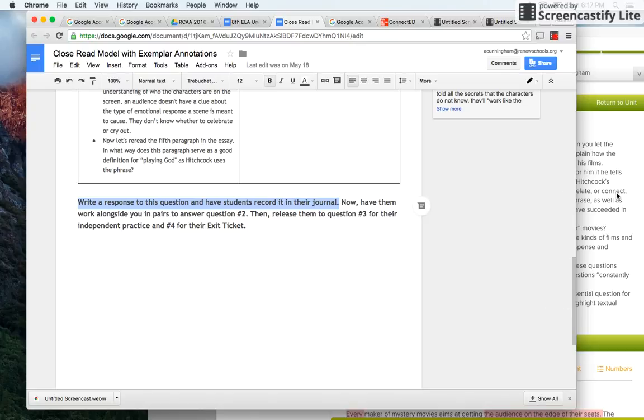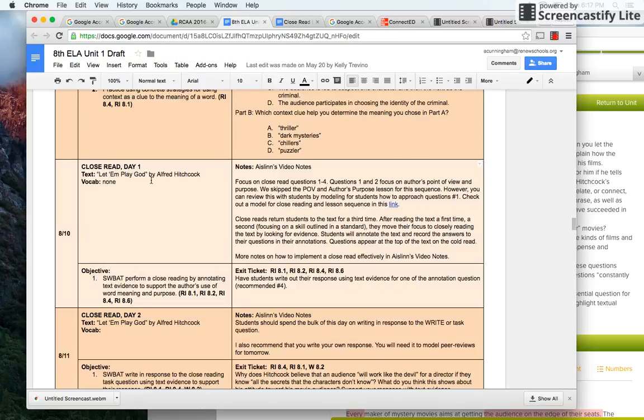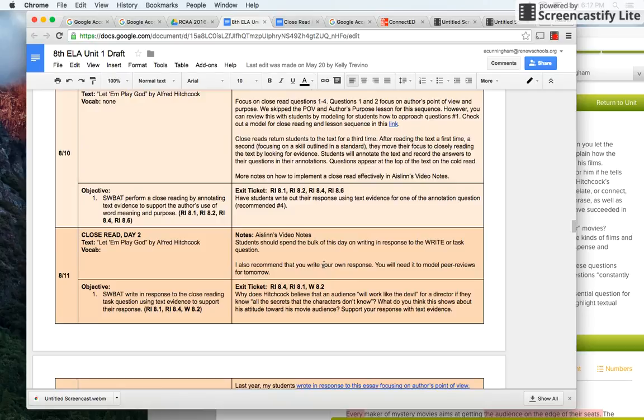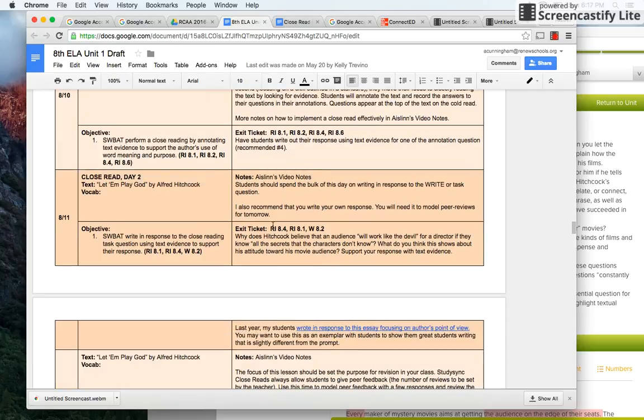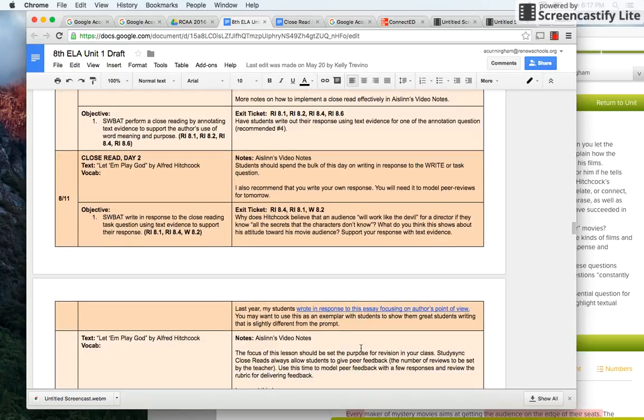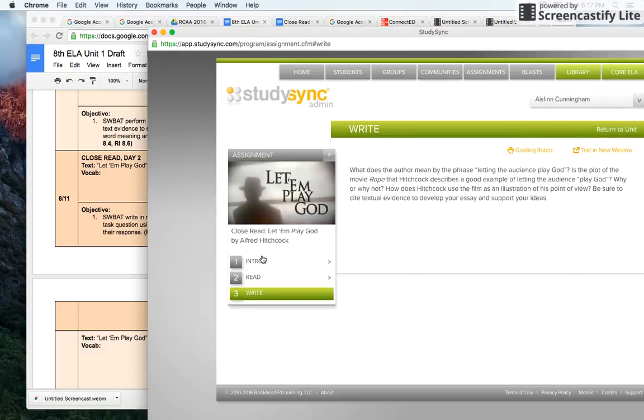So that is day 1, close read. The second part of this is the longer written response. So I have this task right here. I have it written in the outline, and it's also written here on the right.